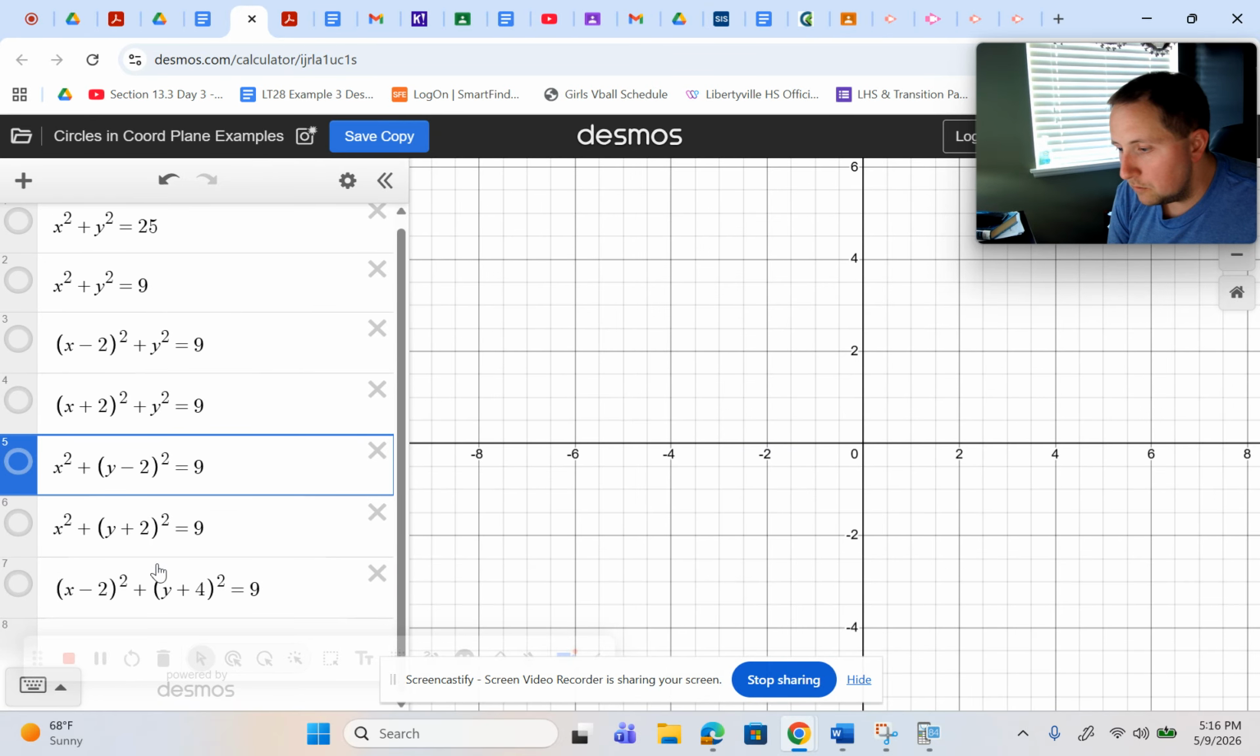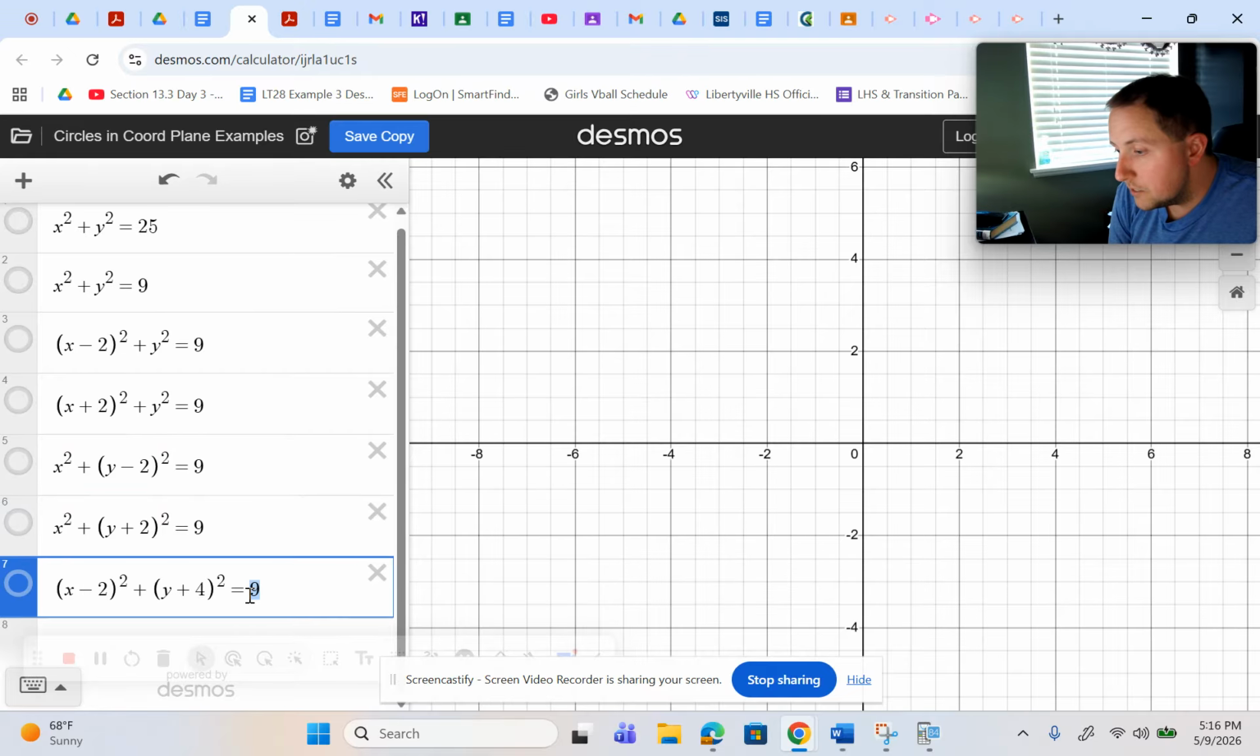Okay, and then now, just to put it all together, what if you wanted to move it left and right? What if the center is in one of the quadrants? Quadrant 1, Quadrant 2, Quadrant 3, or Quadrant 4? Well, in this one, the radius is still going to be 3. Square root of 9, still 3 units, so the radius will be 3.